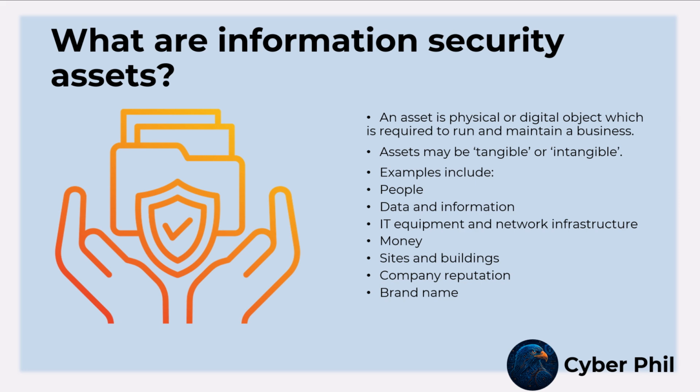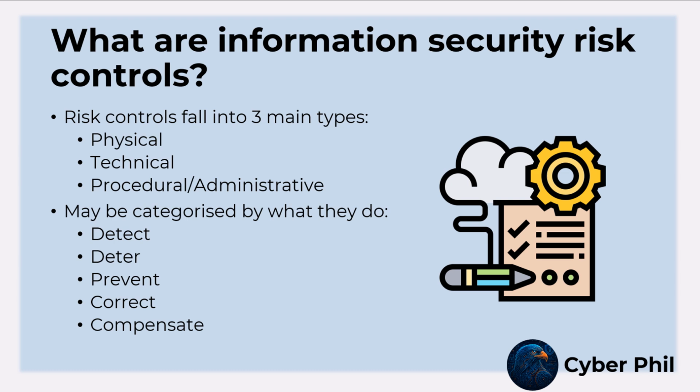And that's one of the key concepts that you need to tuck away in any aspect of cybersecurity or information security: we are here to support the business. That's our ultimate goal. So what are these controls that we're talking about? Risk controls fall into three main types. We talk about physical, technical and procedural, sometimes referred to as administrative controls.